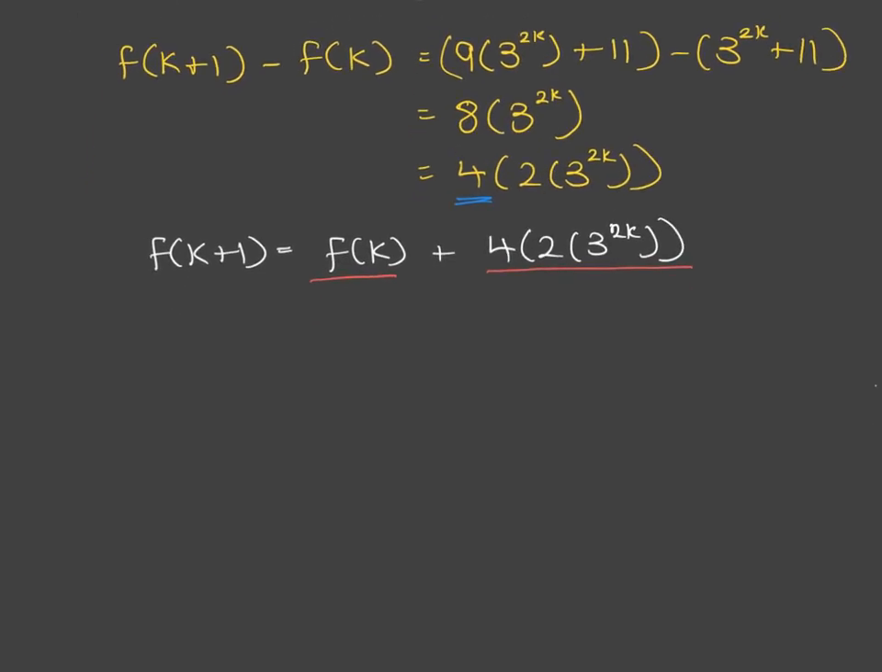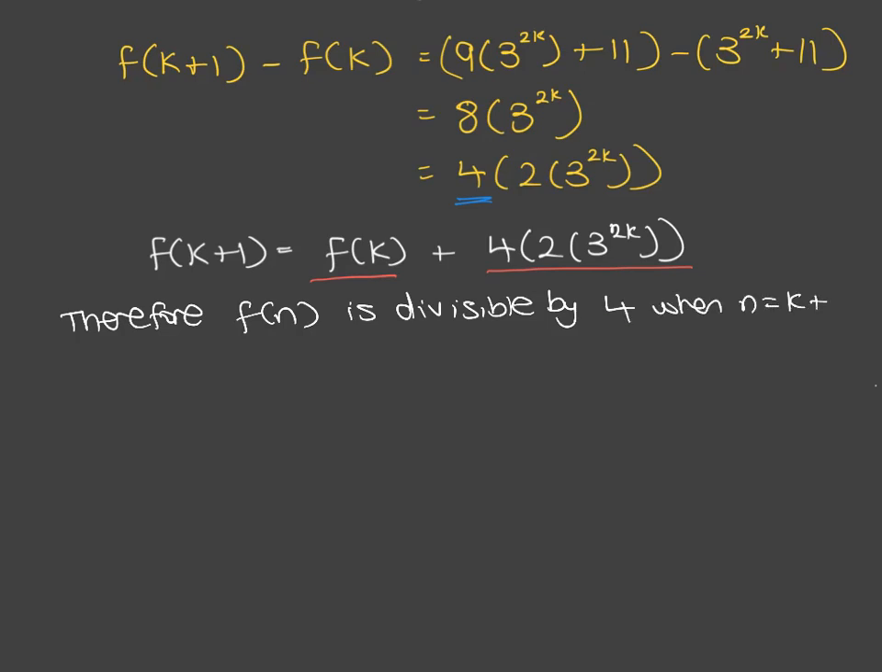So we can say what we found here is, therefore, Fn is divisible by 4 when n equals k plus 1. That's what we've just shown.